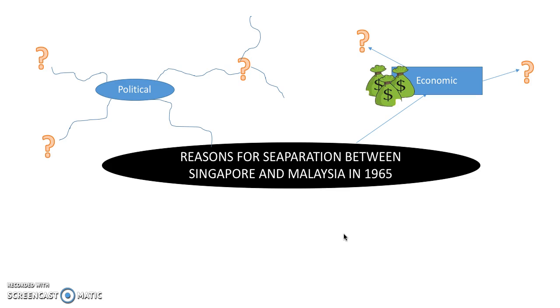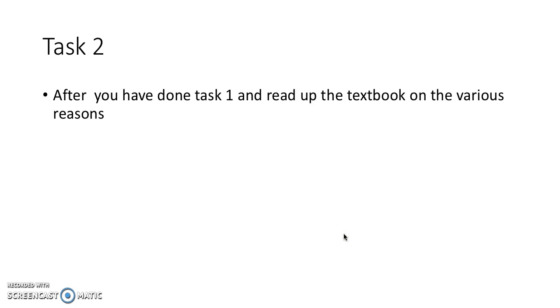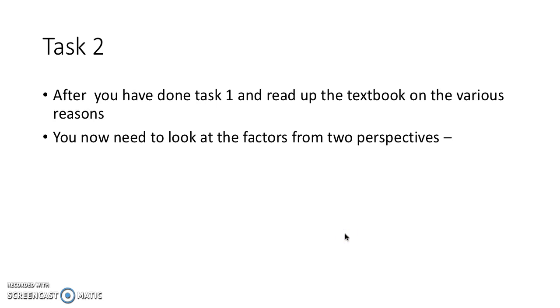Okay, so the next thing is task number 2. Now what is task number 2? After you have read your textbook and you're done with task number 1, watching the video, reading all the articles, you should have a very good idea about the various reasons. And what you'll need to do now is to look at the factors in two perspectives. I do not need you to talk about the factors anymore because I want you now to look at it and make what we call a judgment call.